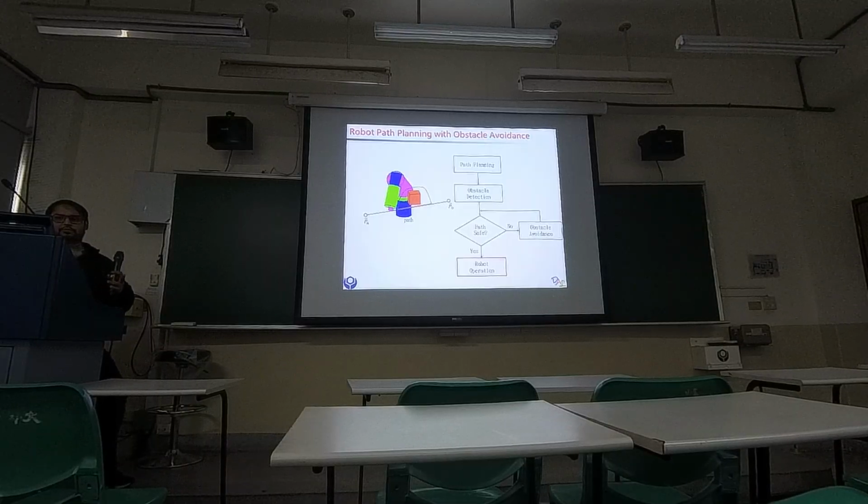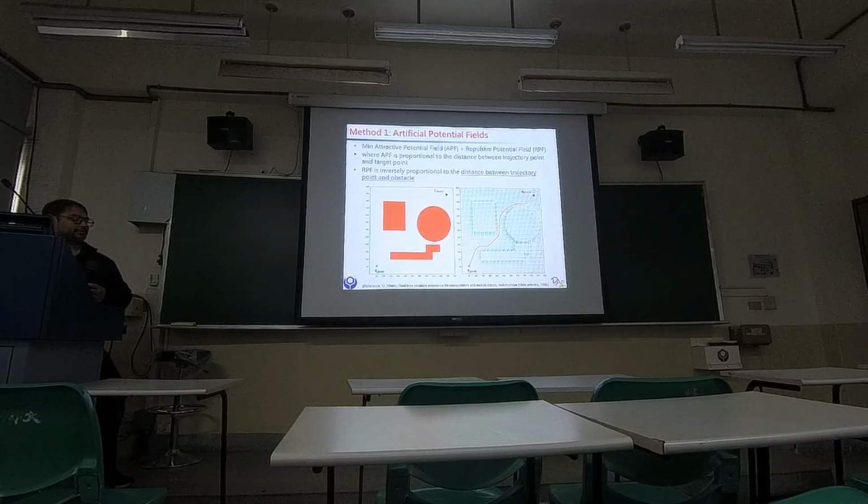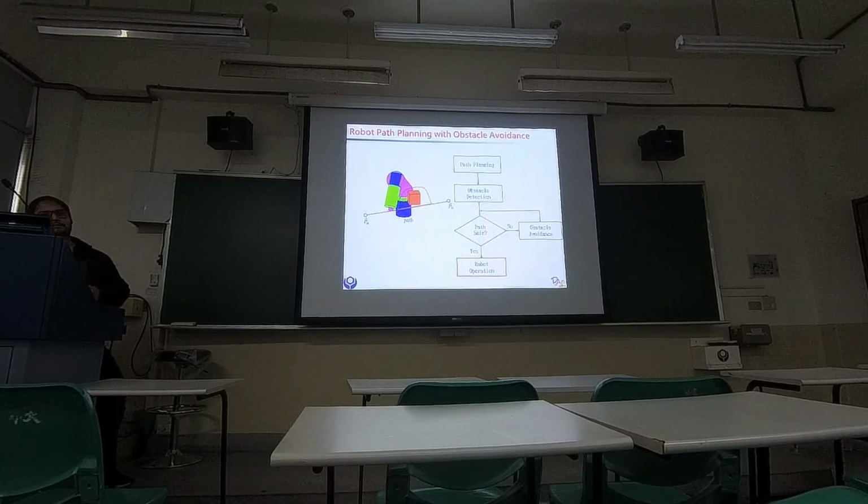So there will be two points initially, from A to B, where the robot has to go, and the second is to detect the obstacle in between. If the path is not safe and an obstacle is there, then find the alternative path and reach the goal. So there are many methods of this path planning.